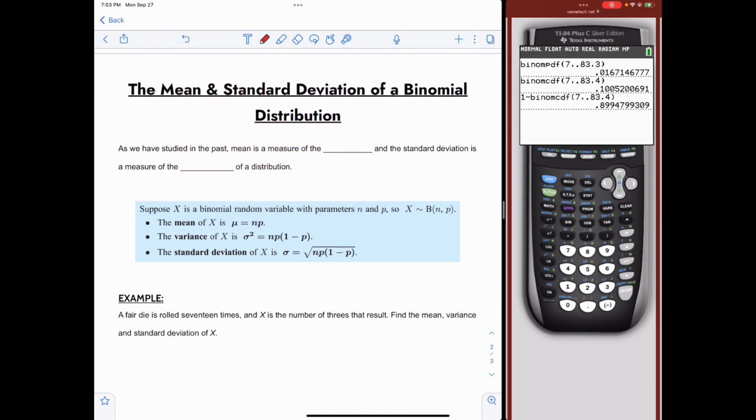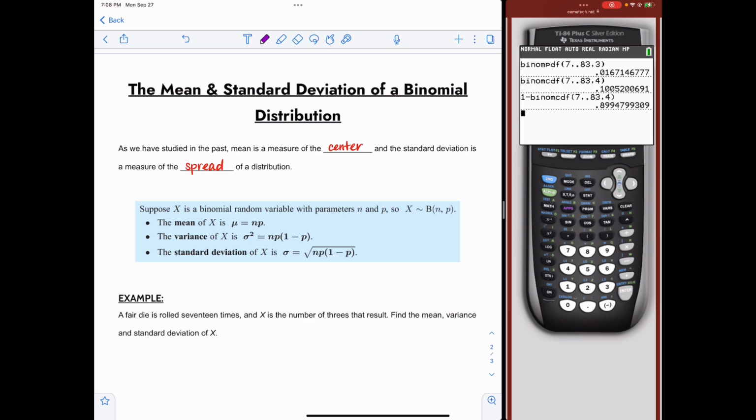Okay, so now let's talk about the mean and standard deviation of a binomial distribution. As we have studied in the past, the mean is the measure of your center, and the standard deviation is the measure of your spread of a distribution. Suppose X is a binomial random variable with parameters N and P. So X is distributed as a binomial distribution with N trials and probability of success P. The mean of X is symbolized by the Greek letter mu, which is calculated by taking the number of trials times the probability of success.